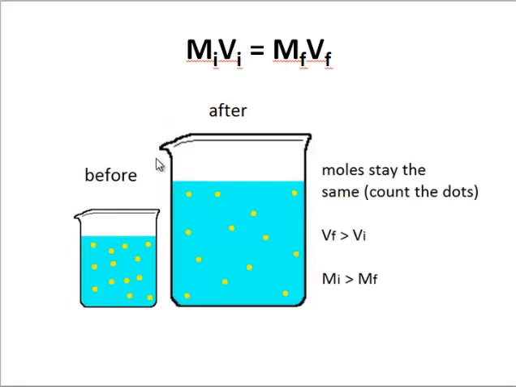Let's consider this illustration of a dilution. We start out with a solution and dilute by addition of solvent, water. Clearly, I hope from the illustration, moles of solute stay the same. Count the dots, that represents moles of solute. Final volume is greater than the initial volume, and initial molarity will be greater than the final molarity. Keep those tips in mind when considering employing this dilution equation.